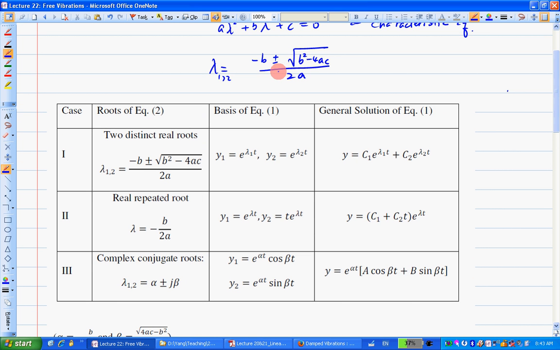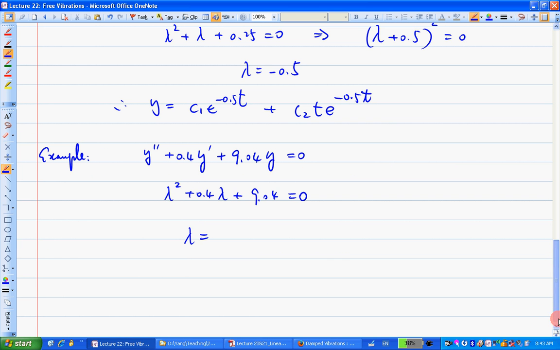So in my case here, this is 2 at here, negative 0.4 plus minus the square root of 0.4 squared minus 4 by 9.04, right? So this one, you might need to use a calculator to calculate this. It looks scary, but first of all, it's very easy to see this is a negative number here, right? So what we have here is two complex conjugate roots, which is the case number 3.